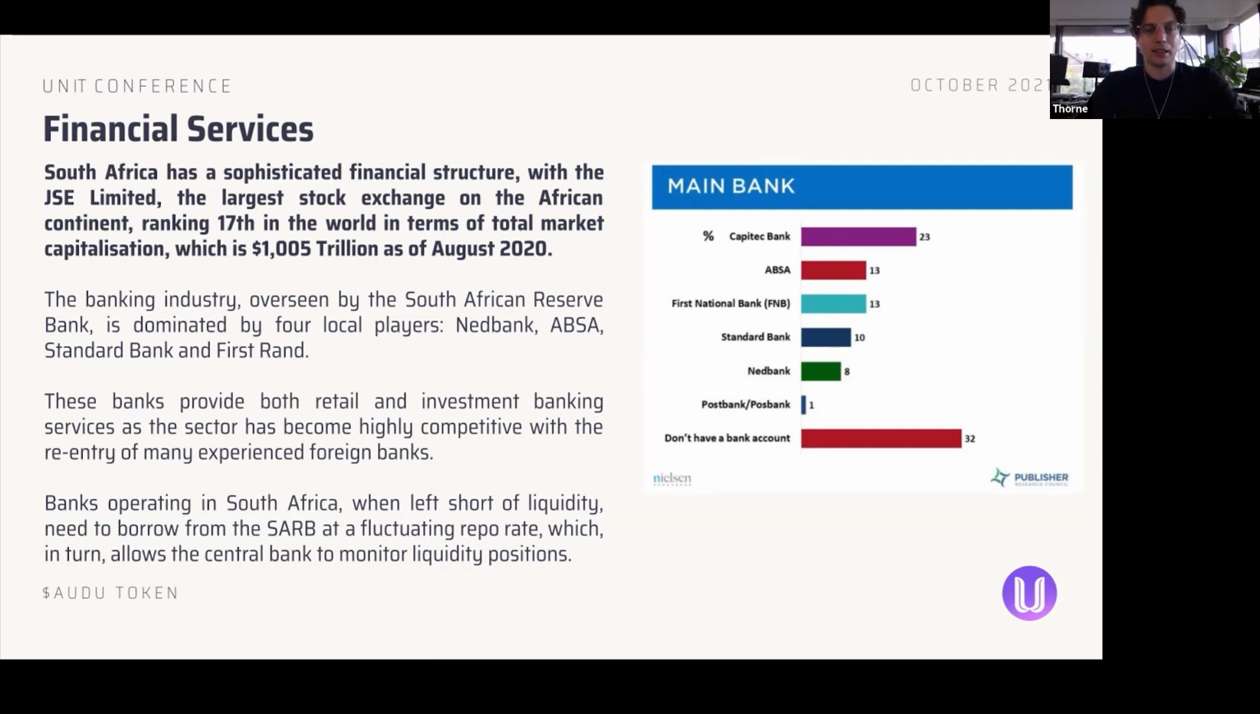The banks operating in South Africa, when left short of liquidity, need to borrow from the SARB at a fluctuating repo rate, which in turn allows the central bank to monitor liquidity position. I think this mechanism definitely needs reviewing, because obviously it's not working very well, and they're having an extreme problem with inflation. So I'm not sure exactly what aspects need to be addressed, but so far as the South African Reserve Bank goes, there's definitely a lot of work to be done.